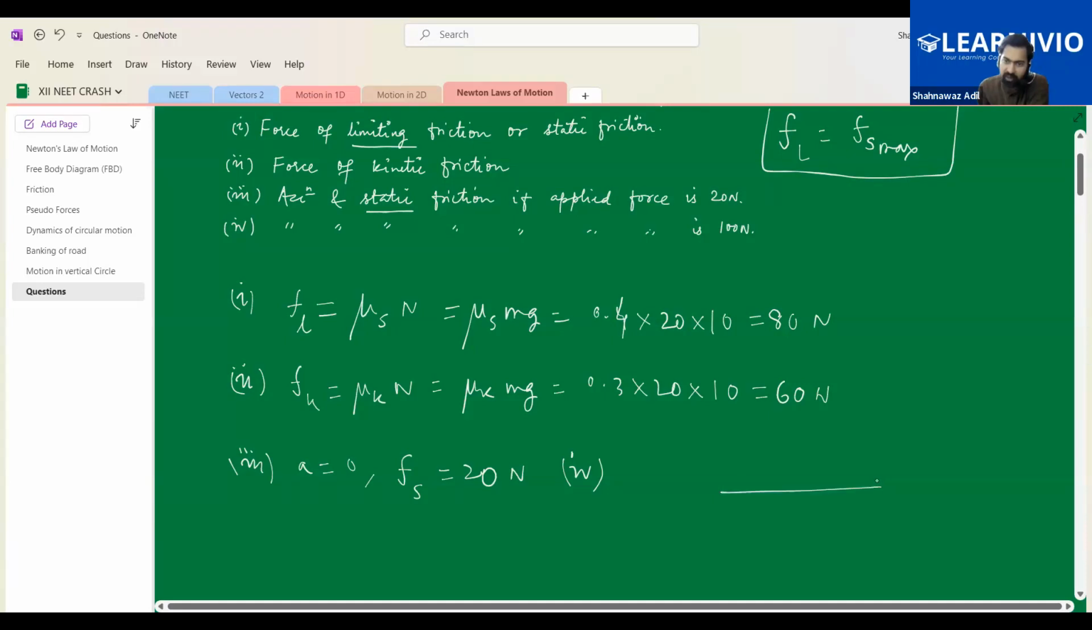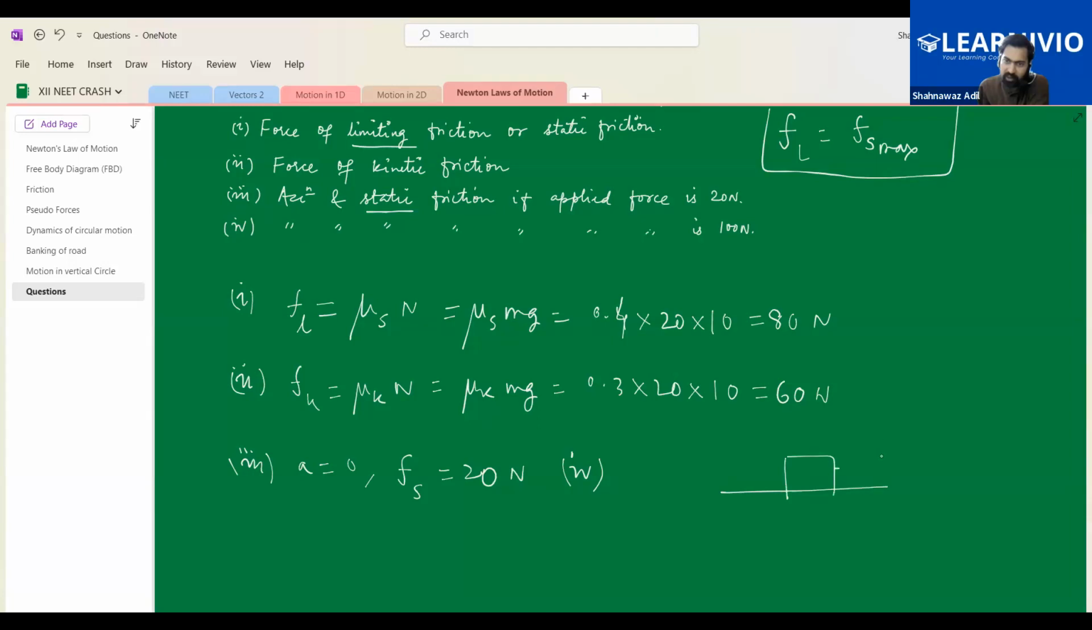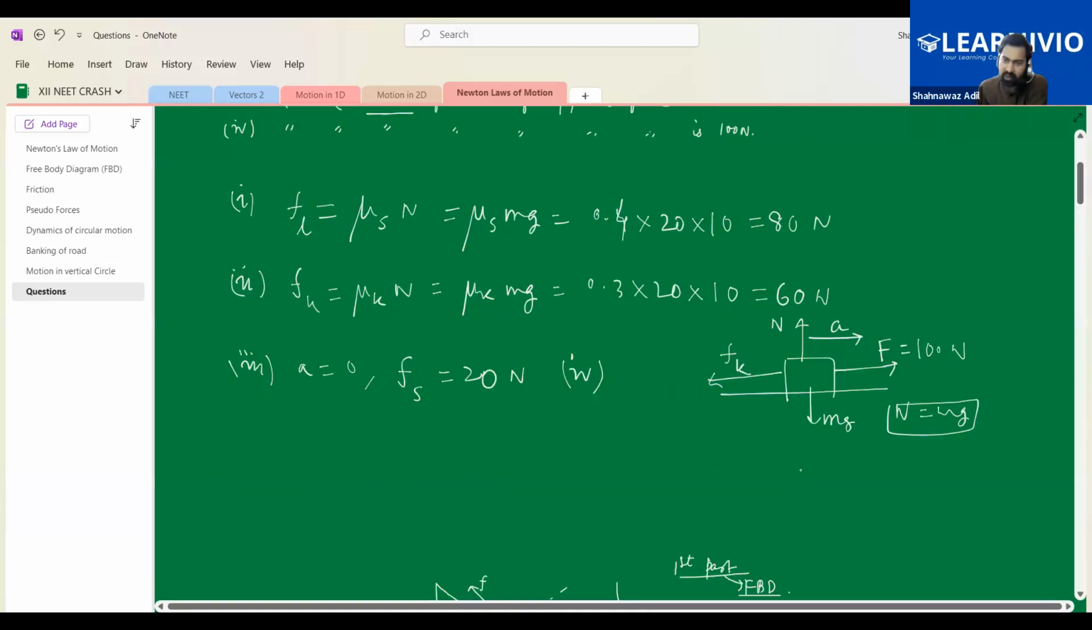We have this block, and this is the force which is applied. So the applied force is 100 Newton. We know that there would be some kinetic friction, right? And because this is accelerating in this direction, this is the acceleration. Then we have this normal reaction, and then we have this gravity. We know that N is mg, that is balanced, but we have to apply Newton's second law. So summation of F is ma.